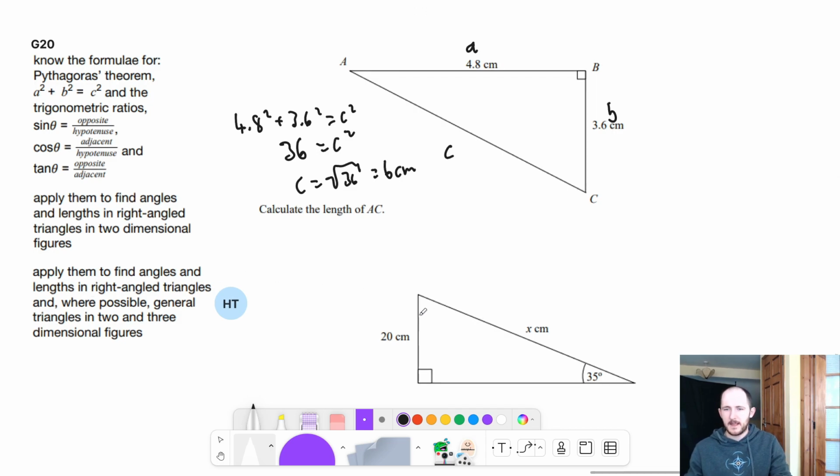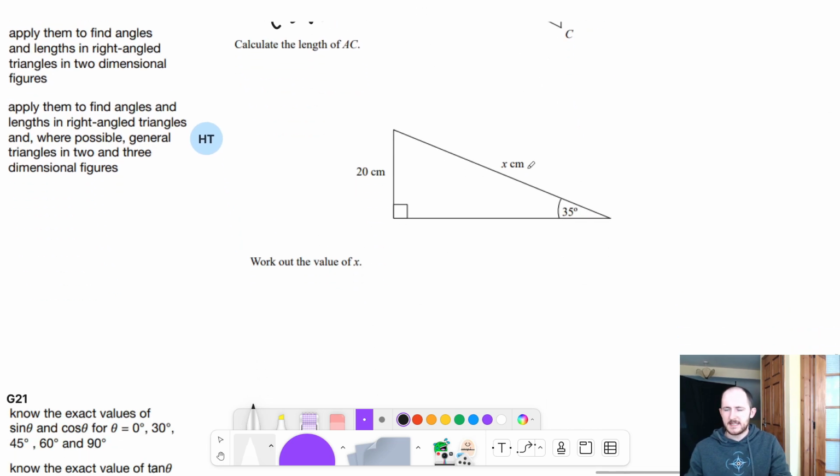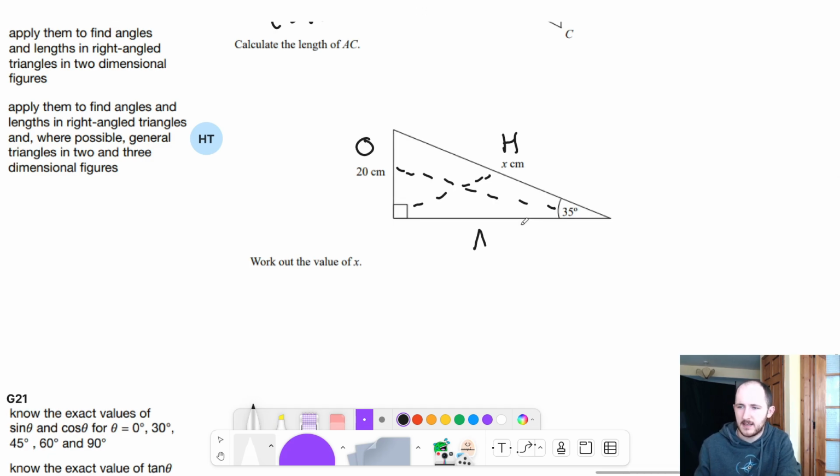centimeters. The next one, work out the value of x. Well, I have a side and I want a side, so it's Pythagoras, right? No, because we get given an angle. So here's how you do trigonometry. Again, I'm not going into super detail about this. This is just a quick recap. The side opposite the right angle is always the hypotenuse. The side opposite the angle you're given, or the one that you want, is always the opposite, and the one that's next to the angle, the other one that's left, is just the adjacent.